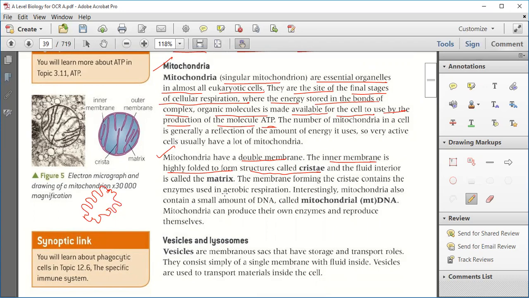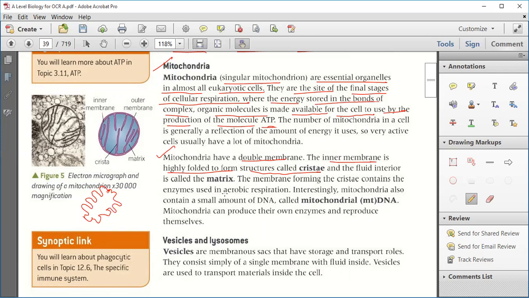The inner membrane is highly folded to form the structure of cristae, and the fluid interior is called the matrix. So cristae and matrix, you need to remember: cristae is the folded structure, and the other one is the matrix, the fluid interior.